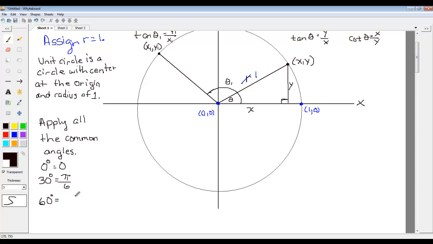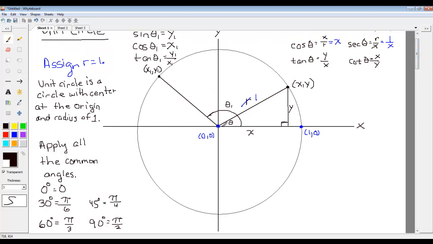I forgot the 45 also, 45 degrees. That was pi over 4. 60 degrees, that was pi over 3. 90 degrees, that's pi over 2, and so on. And we're going to take this circle and lay out all of those common angles, but not just in quadrant 1. We'll also come over to quadrant 2 and lay those out there as well.